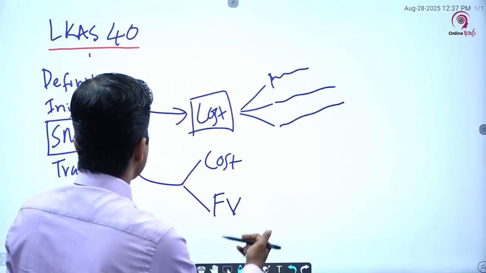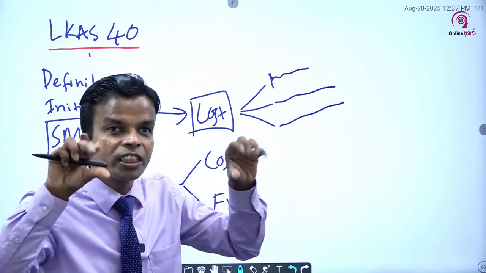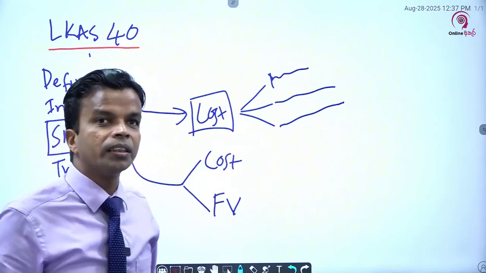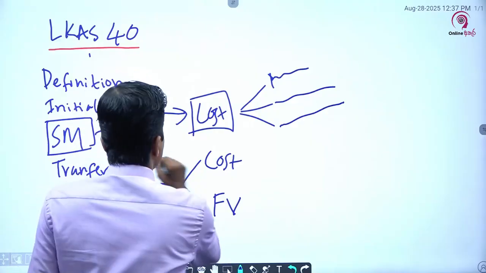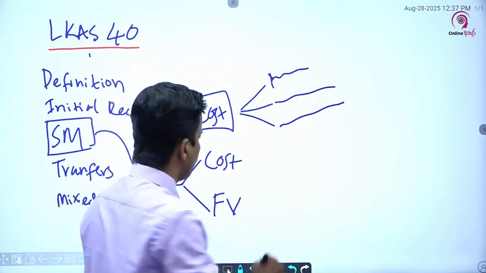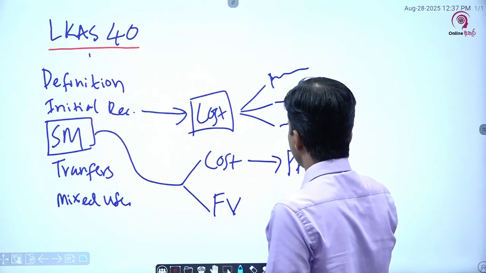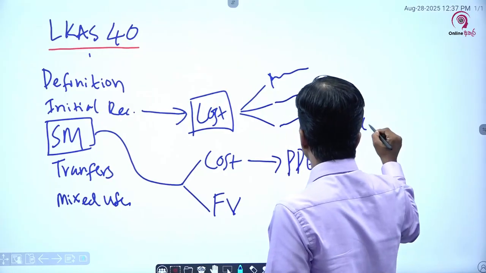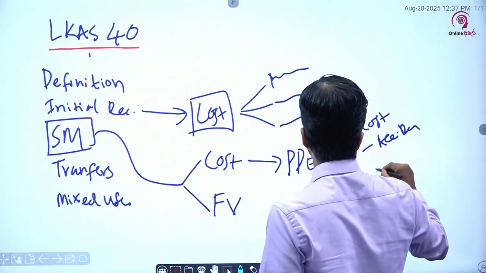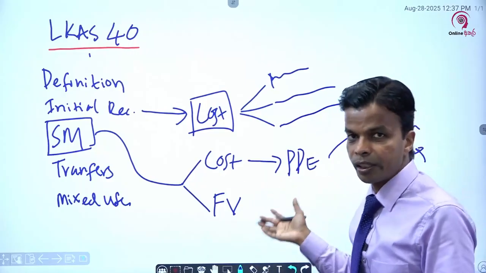But when it comes to investment property, even though those are land and buildings, those are investments. So when you say investments, the fair value concept comes in. So for subsequent measurement, you can keep it at cost or use the fair value model. If you continue at cost, this is like PP&E, meaning it is cost minus accumulated depreciation minus impairment.